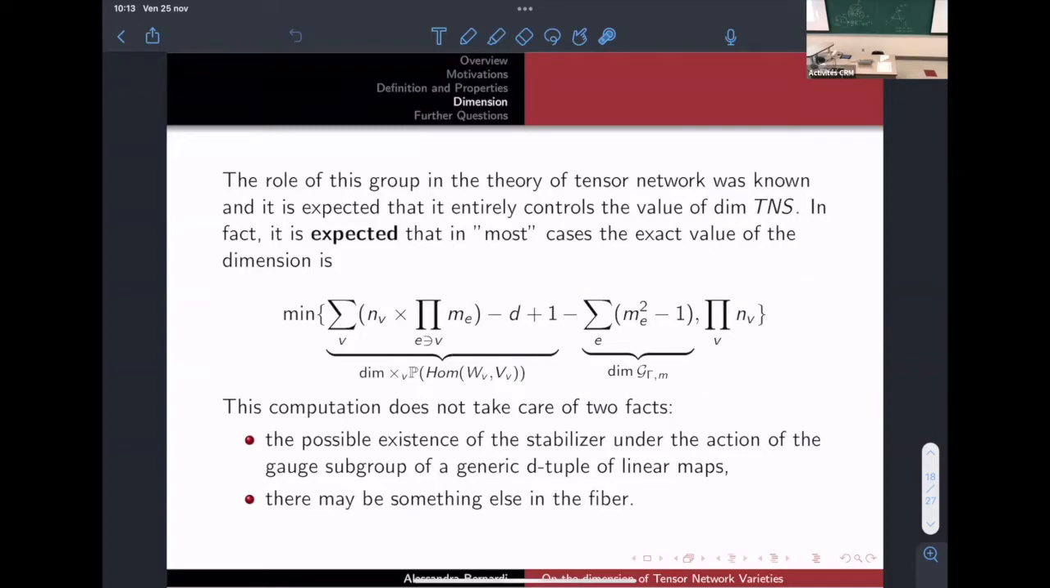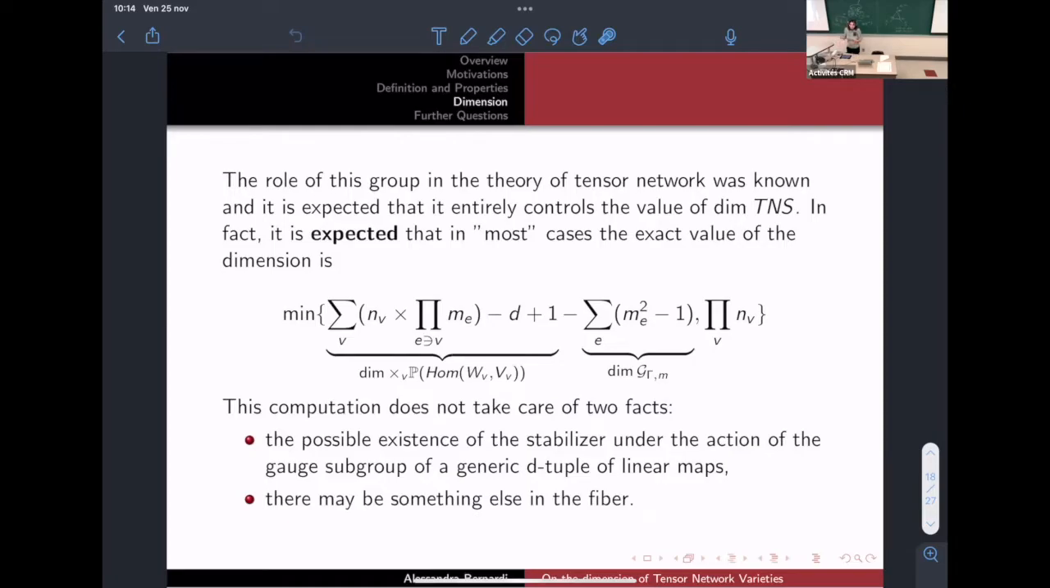But if you just think of this, you're not taking care of two important facts. So first of all, there could exist some stabilizer of that group that reduces the dimension that you have to count when you subtract the dimension of the gauge subgroup. And there could be something more in the fiber. The fact that you have found the gauge subgroup doesn't mean that's the only thing in the fiber. So it's not even an upper bound or a lower bound. Right, okay. Why is it the expected?